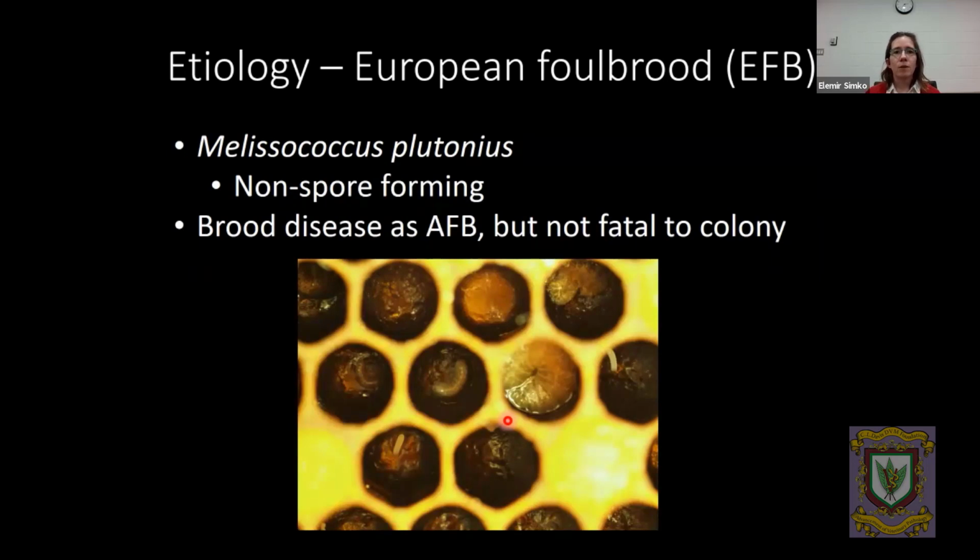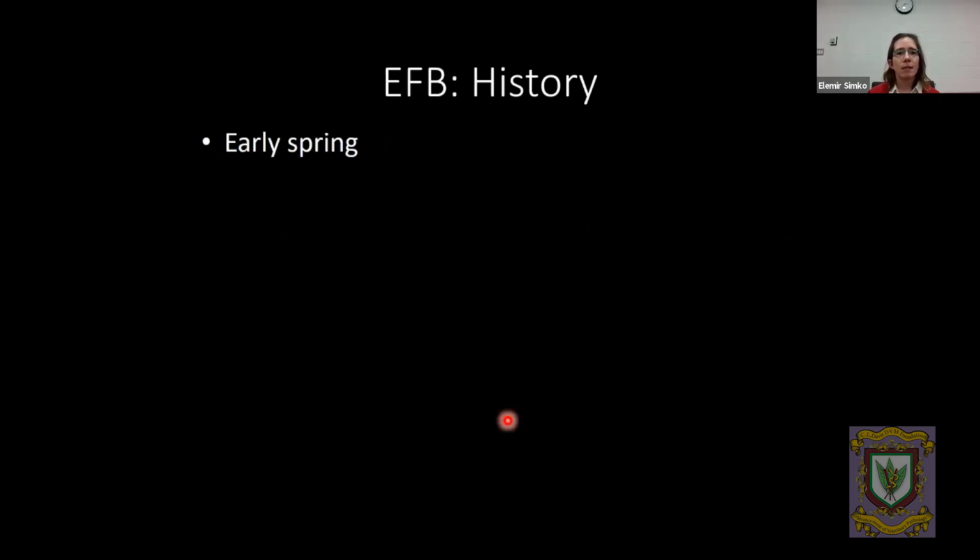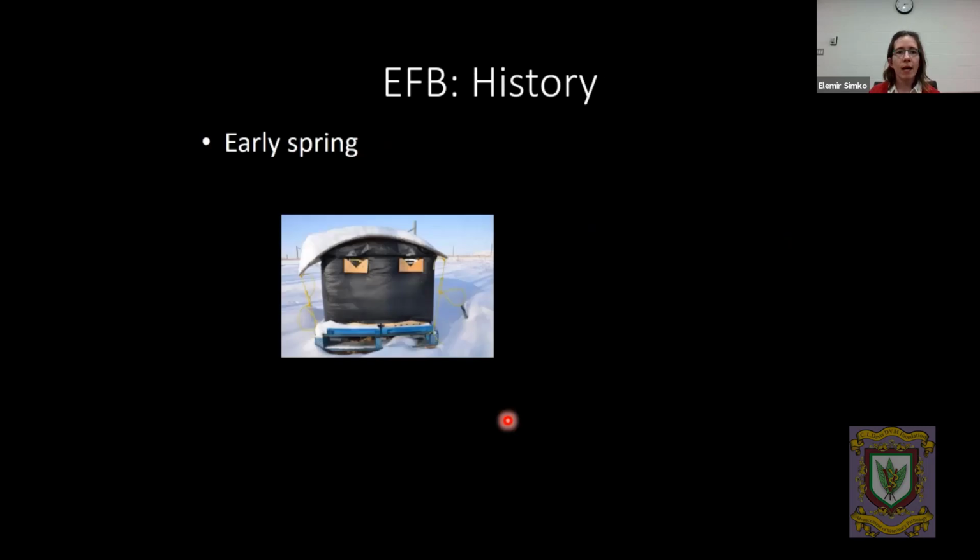Similar to American foulbrood, European foulbrood often results in a spotty or shotgun brood pattern, shown here where we have larvae of different ages in adjacent cells. The typical history with European foulbrood is occurrence in early spring, although it is reported during other times of the year, including the fall. However, its association with early spring is common here in Canada.